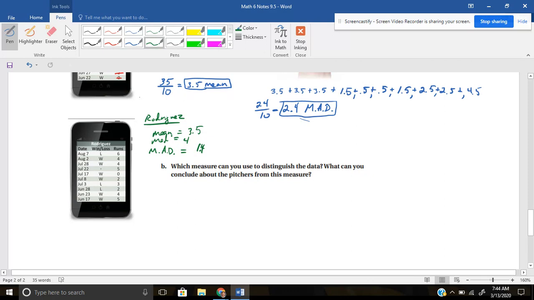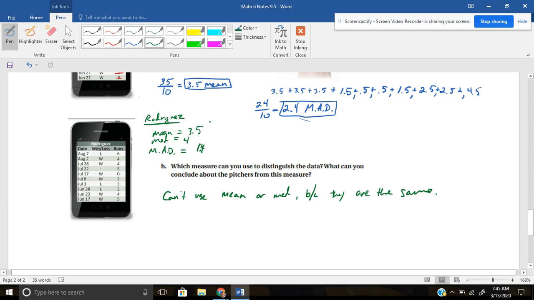All right. So what does that actually mean? That's kind of where we get to when we get to letter B. It says, which measures can you use to distinguish the data, and what can you conclude about the pitchers from this measure? So you cannot use the measures of center because they're the same. We can't use the mean or the median because they're the same. So we need to look at the mean absolute deviation. So the mean absolute deviation for Mendoza is 2.4 and Rodriguez, it's 1.4.